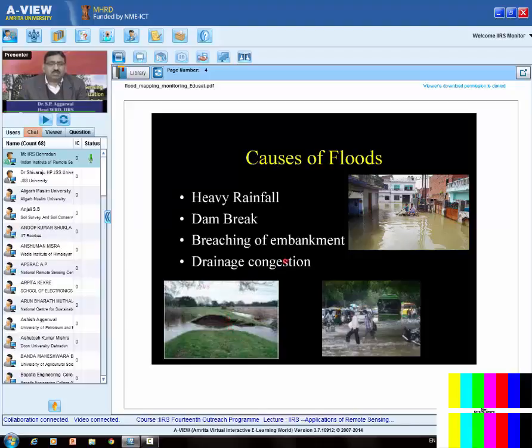Then another one is the drainage congestion. Especially in urban area, what happens? You can see Delhi is quite frequent. Whenever there is a heavy rain, you will find in Delhi city, inundation takes place. It is mainly because of the drainage congestion, because drainage capacity is limited and there is a heavy rain, so drainage cannot carry away the entire amount of the water, so you will find lot of drainage congestion, you will find the inundation area. So these are the causes of the floods.